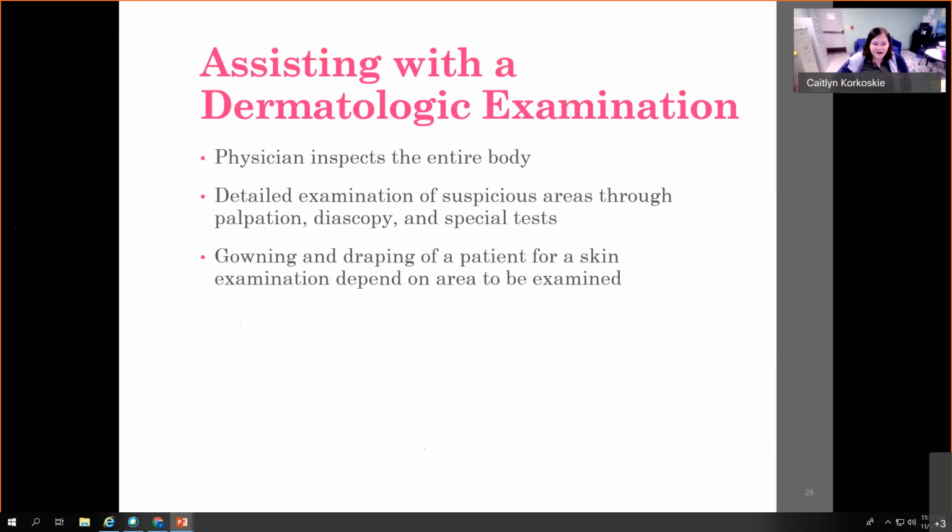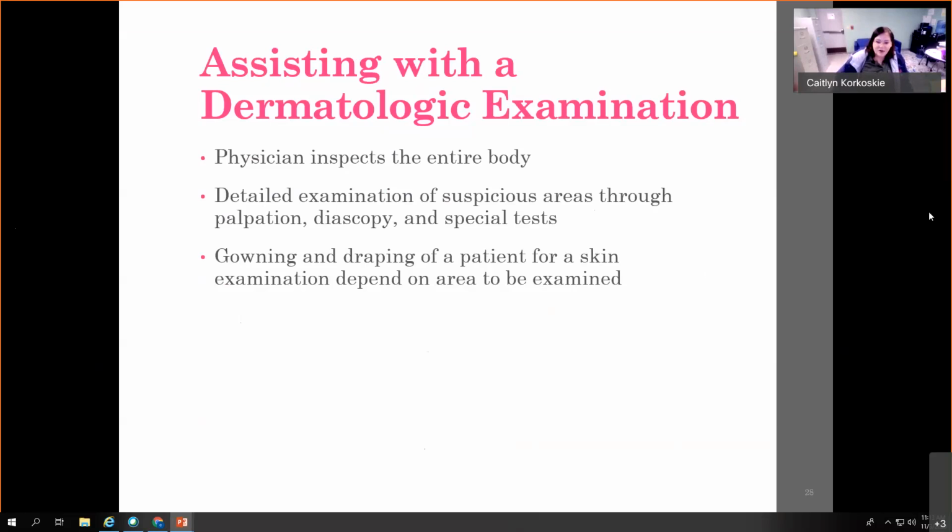Any suspicious areas that they see, they're going to palpate, kind of feel around, and then they might also do some specialty testing. They might remove a very small area of the mole or lesion to send out to be biopsied to see if there are any cancerous cells.